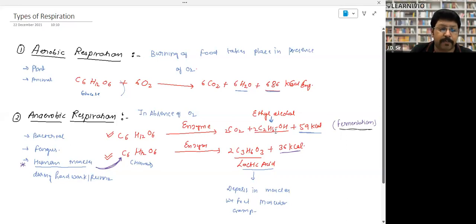Ethyl alcohol will evaporate, right? And then formation of 59 kilocalorie energy takes place. So this bacterial anaerobic respiration, this fungal anaerobic respiration, is also called fermentation.